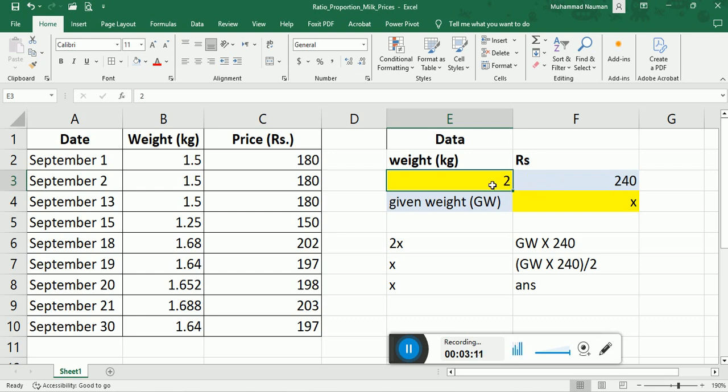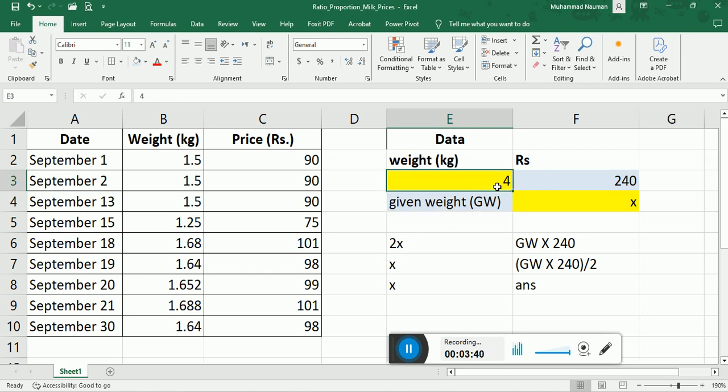If I want to know the price according to 3 kg milk, then we will write 3 kg here. Every value will change, as you noticed. If we want to get the price for 4 kg, type 4 and enter. All values will be according to this price.